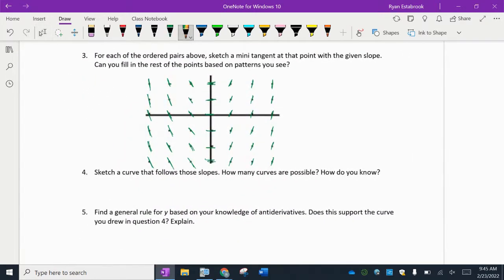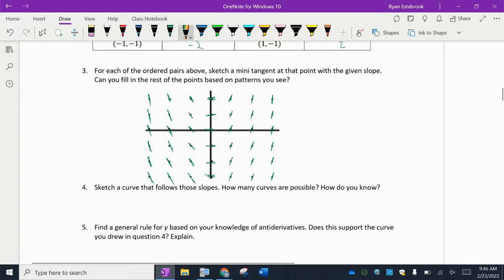What does that do for us? Well, let's look at number 4. This is going to give us an idea of what the benefit of the slope field does. It says sketch a curve that follows those slopes. How many curves are possible? How do you know? Okay, I'm going to put a point on there and say, what if we have a point right here? I could have picked any point, but maybe this is a point that was on the original curve. And what we're supposed to do then is follow the pattern of what's happening here.